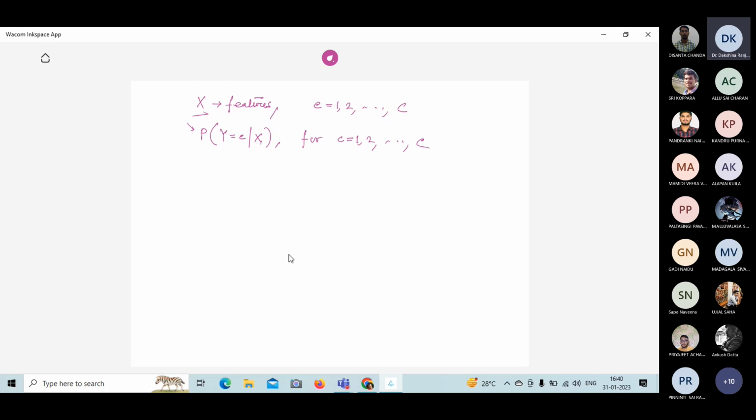Either this is known, or the class levels are drawn from a known marginal probability on class levels, and features are drawn from a conditional distribution of features given the class. So we can write probability of y equals c, the marginal probability from which we can draw the class levels. Either we draw the class level from the conditional probability p of y equals c given x, or from the marginal probability p of y equals c, and features are drawn from the conditional probability p of capital X given y equals c. So this is another conditional probability.